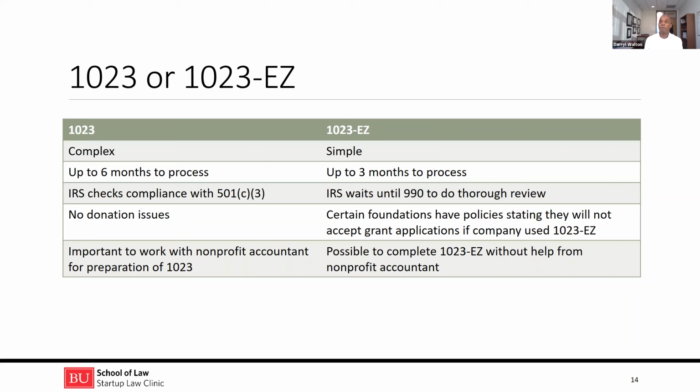With the full form 1023, there are no donation issues, but with the EZ, certain foundations have policies stating that they will not accept grant applications if the company used the 1023EZ. So there are some practical considerations. And it's important on the long form to work with an accountant up front, and that's largely because the long form is going to ask you for extensive projections on the full form 1023.